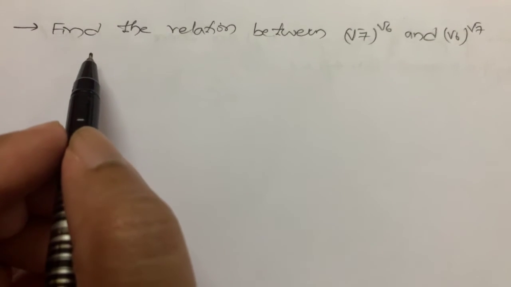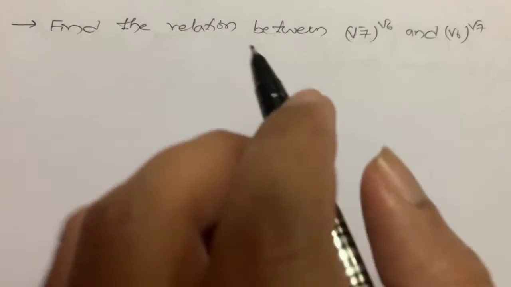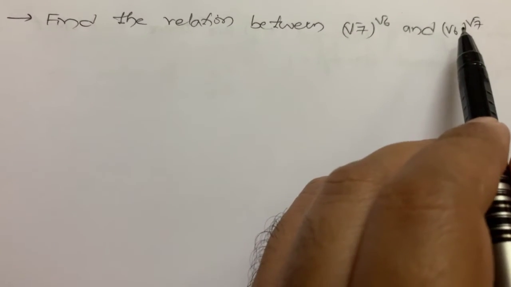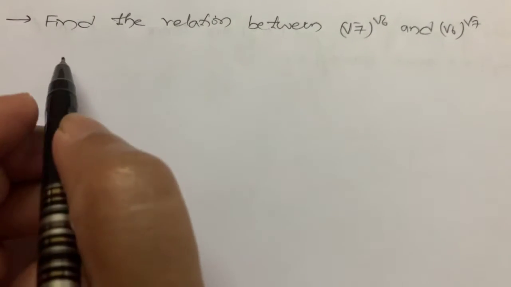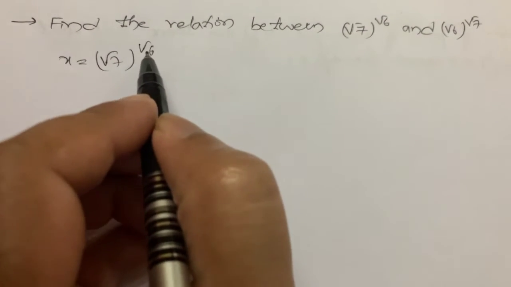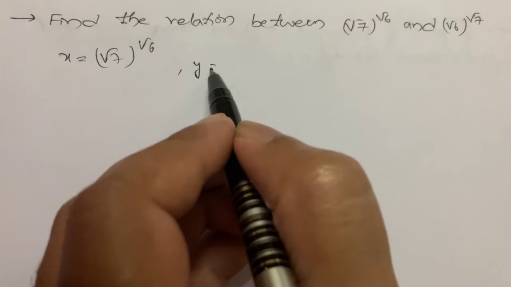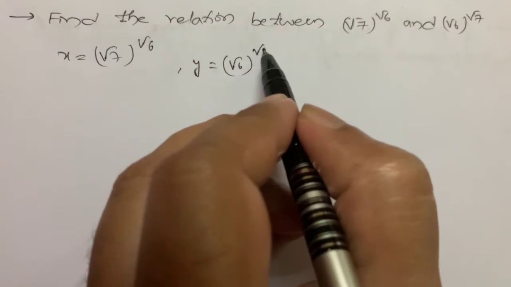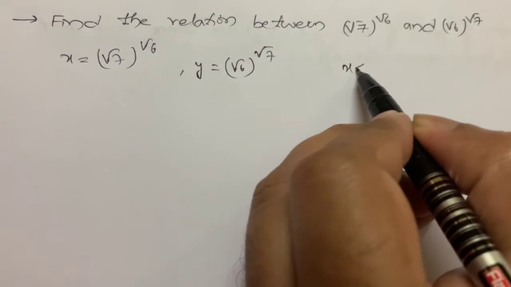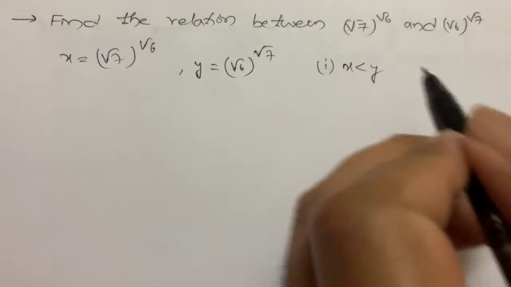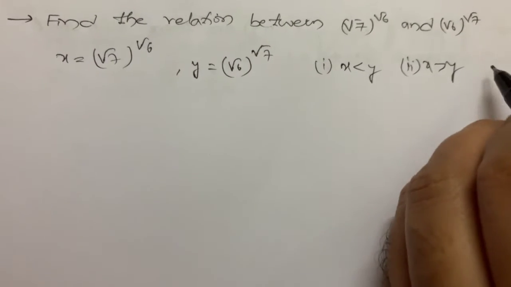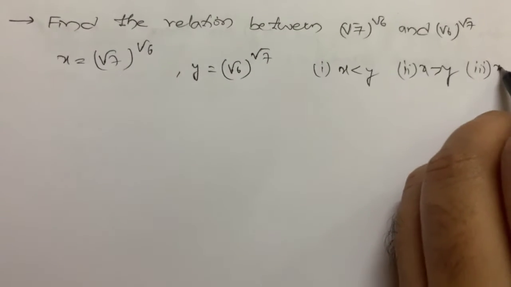Let's look at this problem. Find the relation between root 7 power root 6 and root 6 power root 7. Let's say x is equal to root 7 power root 6, and y is equal to root 6 power root 7. The relation means generally x less than y, or x greater than y, or x equal to y.